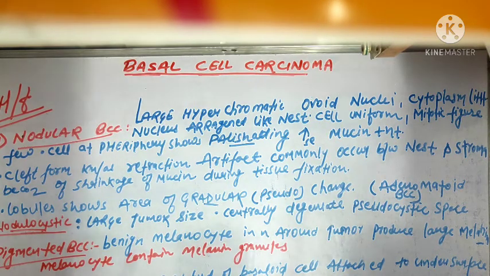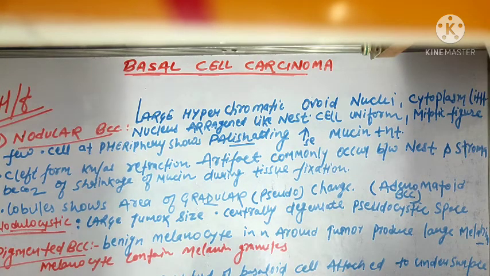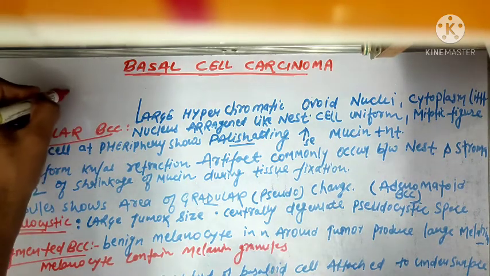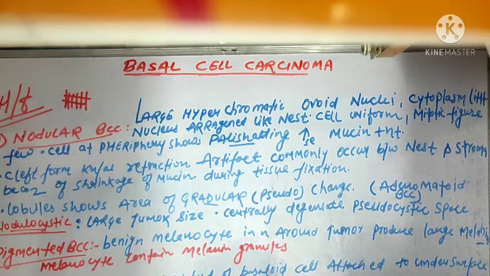The nuclei are arranged in a nest-like form and the cells will be uniform. The mitotic figures, that is the rate of mitosis, will be few in number, and the nests are surrounded by cells. The cells at the periphery will show palisading. In odontogenic tumors you have heard about palisading of the cells. That is a fencing-type pattern. This type of pattern is seen.